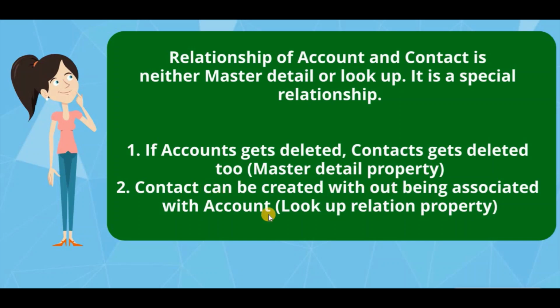And any contact can be created without being associated with any account, which is a lookup relationship property. If it is a master detail, you cannot create a child record without it being associated with a parent record. But here, a contact can be created without being associated with an account, right? Which is a lookup property. So if you see, account and contact are sharing both master detail property and lookup relationship property. So I cannot call it a master detail or lookup. It's basically a special relationship. And the final conclusion here is Salesforce is not allowing us to create roll-up summary fields on the account object for contacts. That should be our takeaway point here.